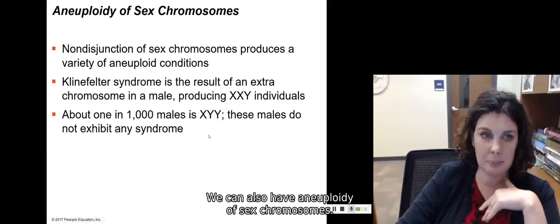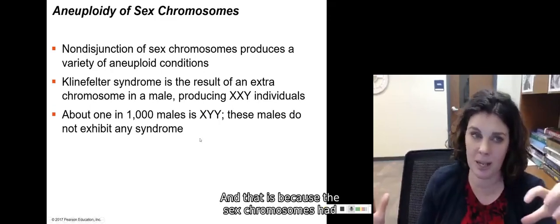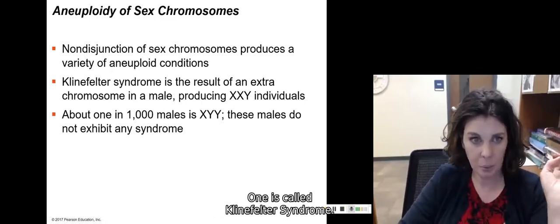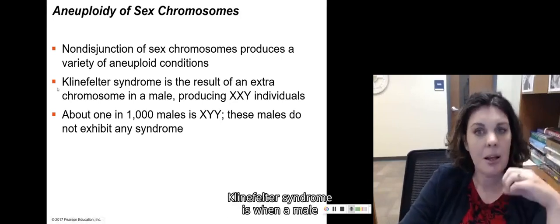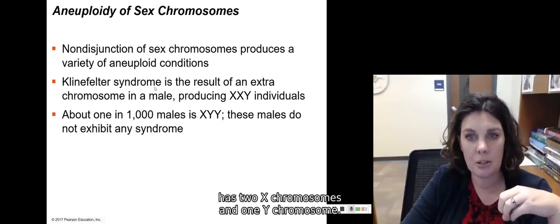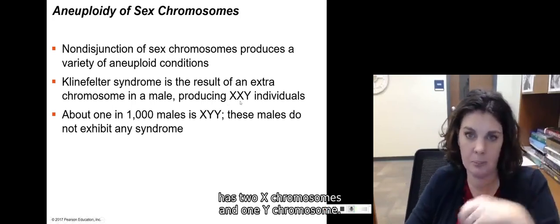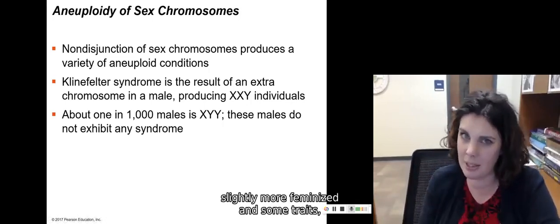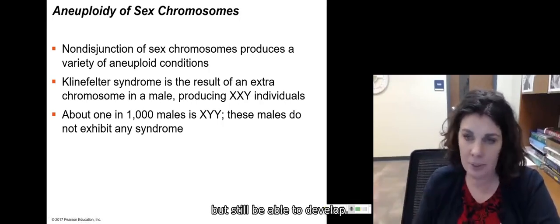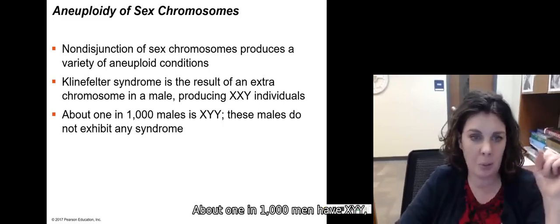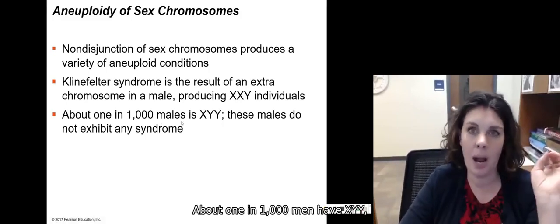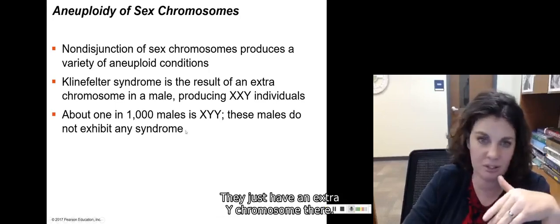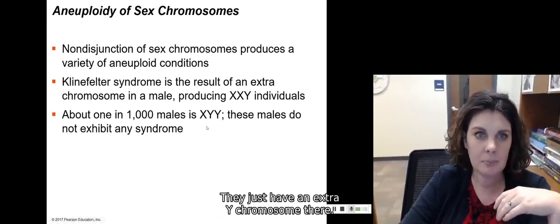We can also have aneuploidy of sex chromosomes, and that is because the sex chromosomes had nondisjunction and ended up with a variety of aneuploidies. One is called Klinefelter syndrome. Klinefelter syndrome is when a male has 2 X chromosomes and 1 Y chromosome. Typically, these males will be slightly more feminized in some traits, but still be able to develop. About 1 in 1,000 men have XYY. They have an extra Y chromosome. And these males don't really have any syndrome at all. They just have an extra Y chromosome there.